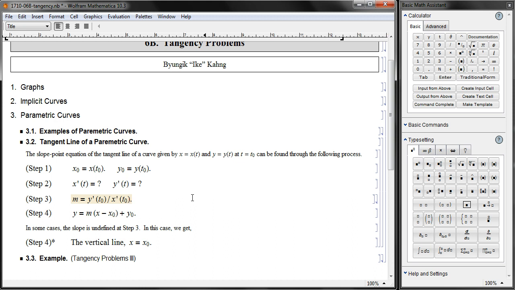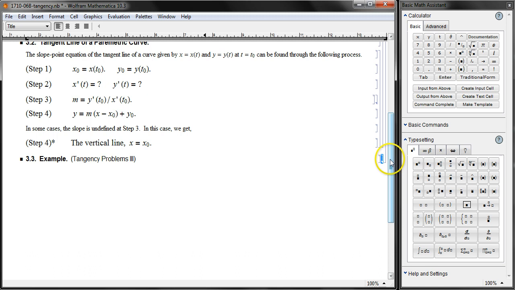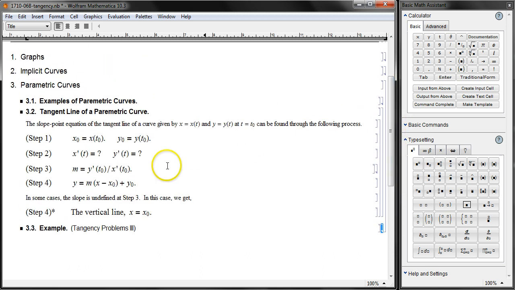Other than that, we covered everything. We went through the step-by-step process and we went through a couple of example problems here. There are more example problems, but I'm going to leave those to you. And the only thing that we did not cover is why we have this m equals y prime of t0 over x prime of t0. The others are pretty much straightforward. When t is given as t naught, x naught, y naught, just plugging in and you're going to get those.